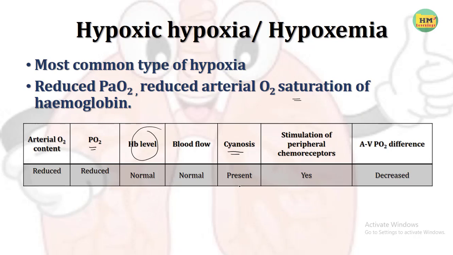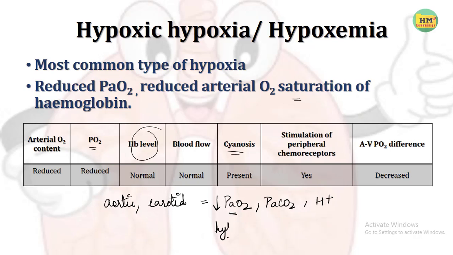Then there is stimulation of peripheral chemoreceptors. Peripheral chemoreceptors means the aortic and the carotid chemoreceptors. So what do they basically sense? They sense the arterial O2, the arterial CaO2, and the H+ concentration of the artery. So when there is a decline in the PaO2, they get stimulated and they will cause hyperventilation. So as there is a decline in the PaO2 in hypoxia, there will be stimulation of the peripheral chemoreceptors.